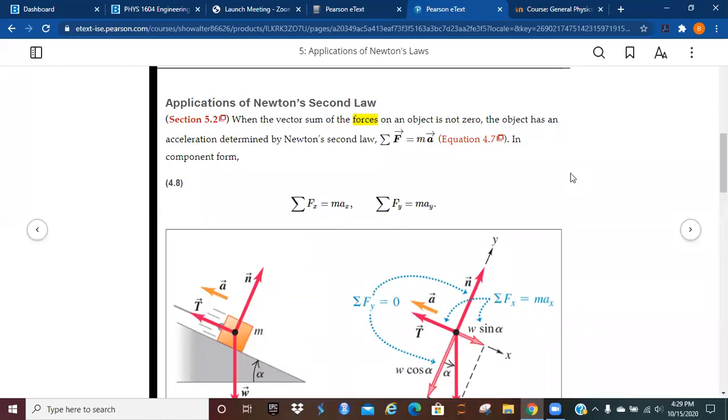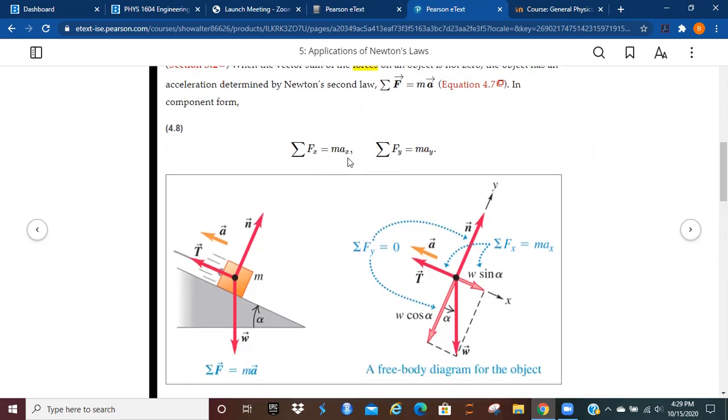Okay, this is going to be over section 5.2, applications of Newton's second law. So when the vector sum of the forces on an object is not zero, the object has an acceleration determined by Newton's second law. The sum of all of the forces is going to be equal to the mass times the acceleration. So in component form, if we look in the x direction, the sum of all the forces in the x direction is going to be equal to mass times the acceleration in the x direction. Same thing holds true for y.